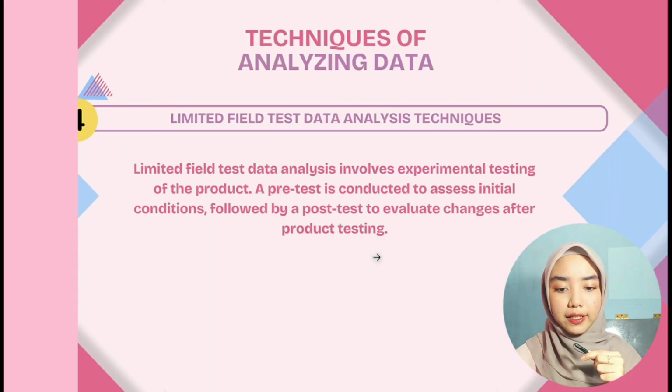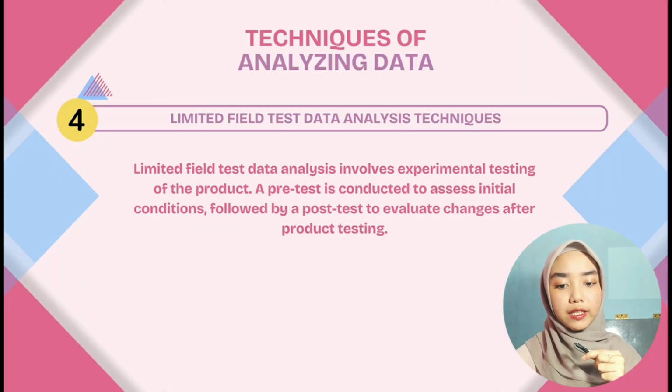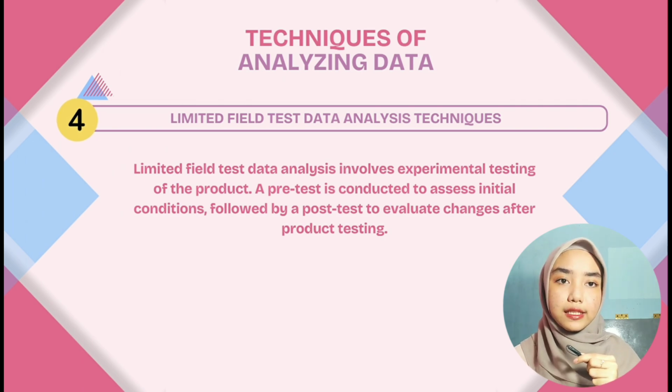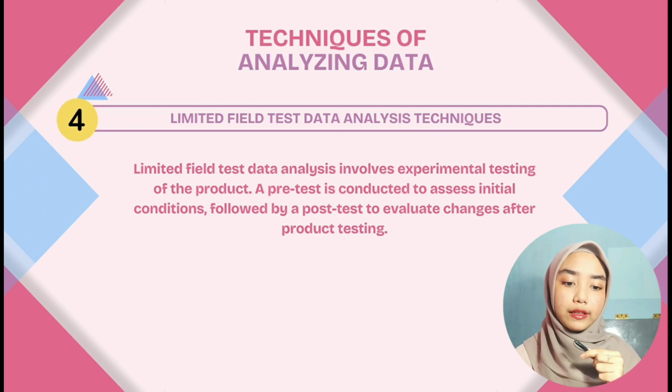And the last technique is the limited field test data analysis techniques. So the effectiveness test stage in R&D is to test the product experimentally. Therefore, before testing a product, a pre-test is given to determine the initial conditions, and a post-test is given to determine conditions after the product has been tested.